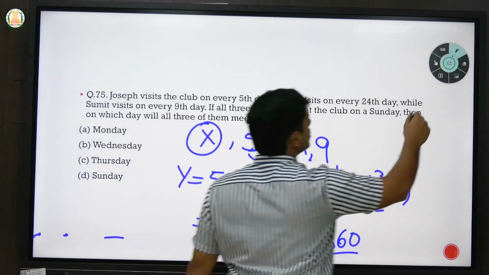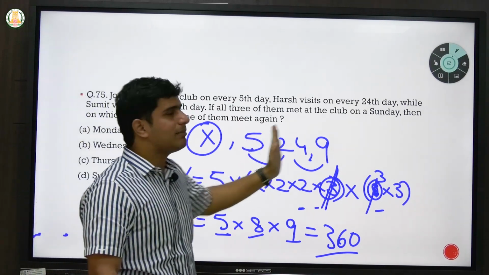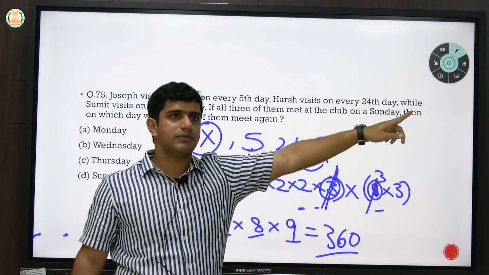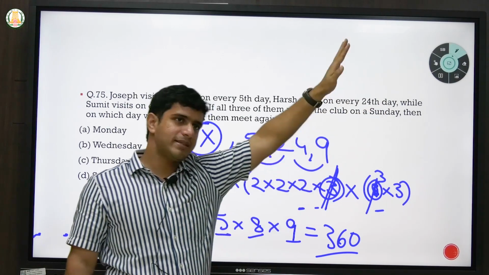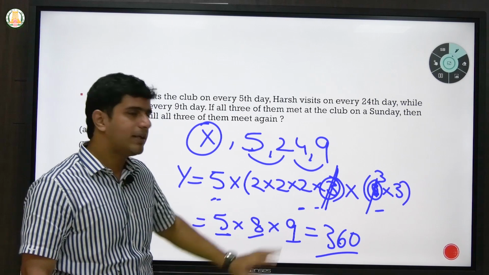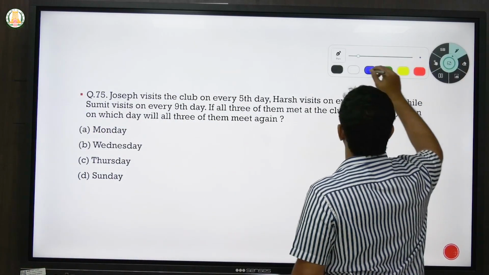So once we have found it, or if you're feeling this is very tough, you can actually list the multiples of each of them: 5, 10, 15 like that, 24 like that and 9 like that, and see where they are all meeting. You will find it will meet at 360. So for this particular question, you need some kind of mathematical understanding.